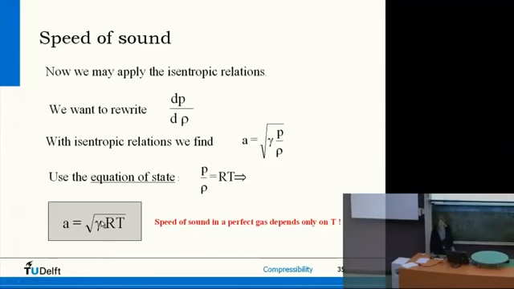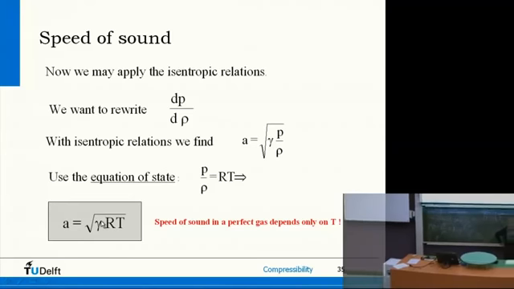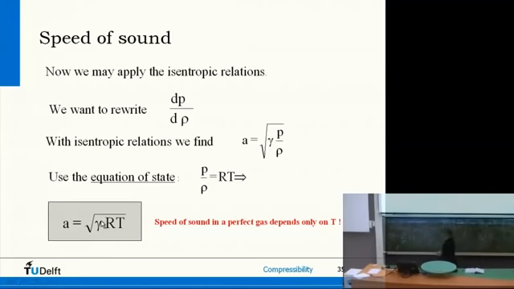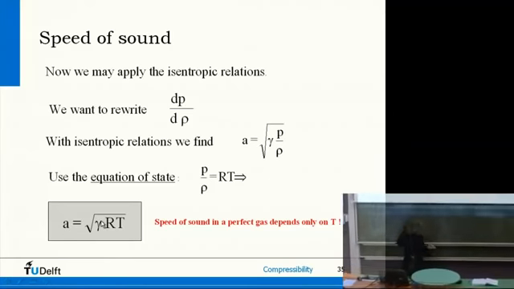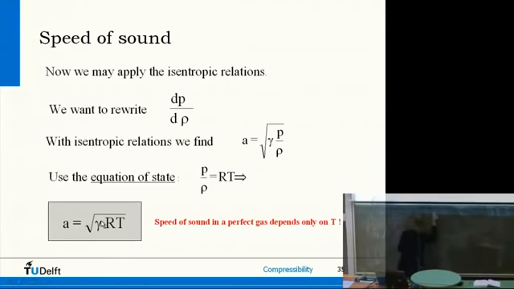Now, how do we go about this? So, from the isentropic relations, we have a relation between P and rho, right?